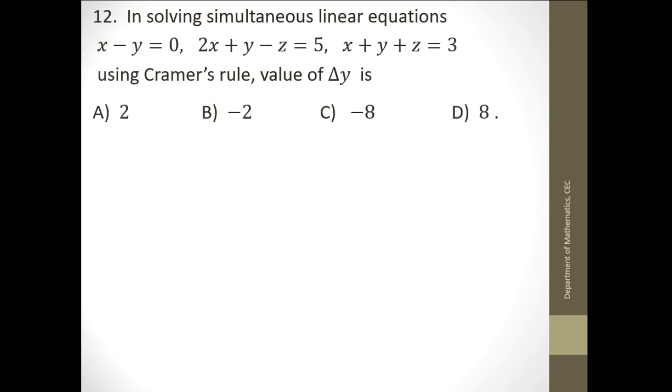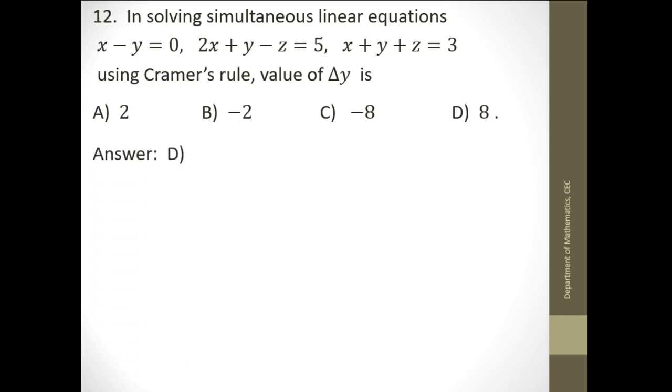Next question. In solving the simultaneous linear equations, 3 equations are given using Cramer's rule. How to find the value of delta y? Delta y means in the coefficient matrix, replace the second column by the constant column 0, 3, 0, 5, 3. Therefore, the determinant of 1, 0, 0, 2, 5, minus 1, 1, 3, 1.